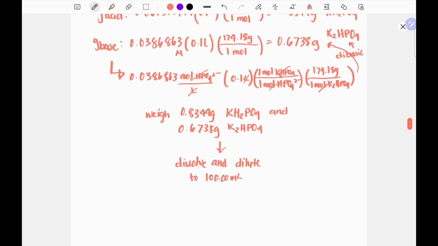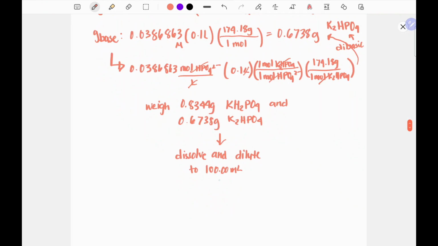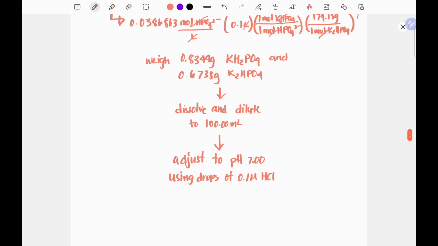And since there might be some small errors in pH or some small deviations, adjust to pH 7 using drops of 0.1 molar hydrochloric acid or 0.1 molar sodium hydroxide. So using the Henderson-Hasselbalch equation, we could propose a way to prepare a buffer solution of a desired concentration and a desired pH.